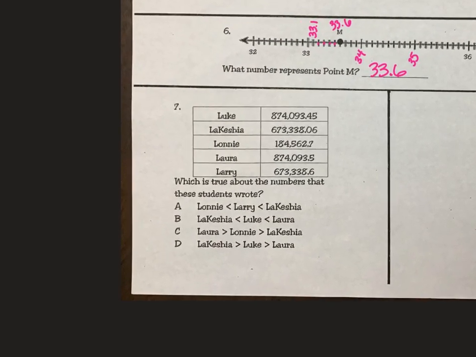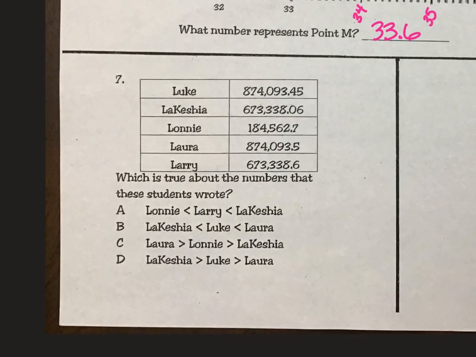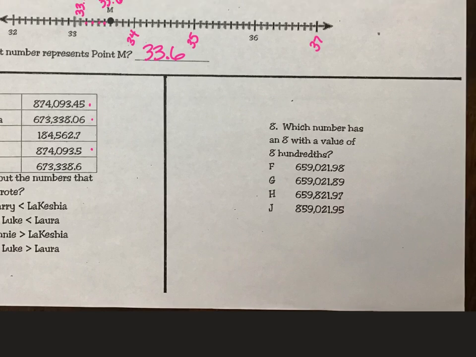All right, number 7, which is true about the numbers these students wrote? Jacob? B. Lakeisha is less than Luke. That is correct. Luke is less than Laura. Yes, Luke is less than Laura. That is correct. I am so very sorry. Okay, so we said B. Lakeisha is less than Luke. Luke is less than Laura. That is correct.